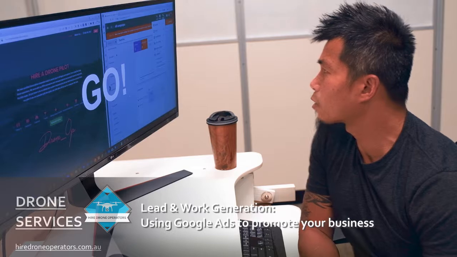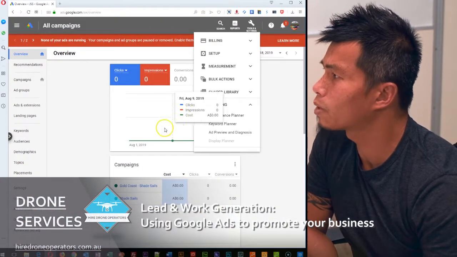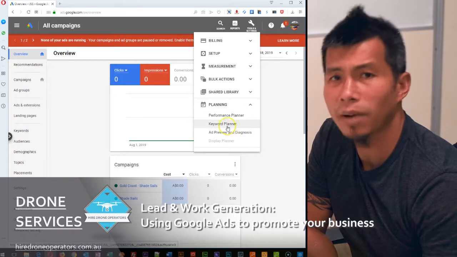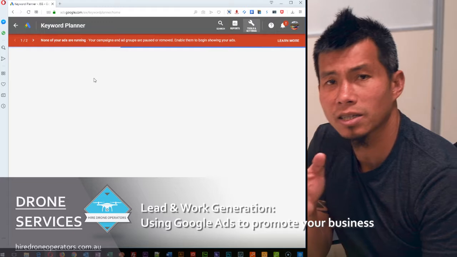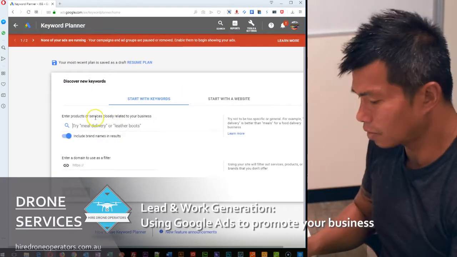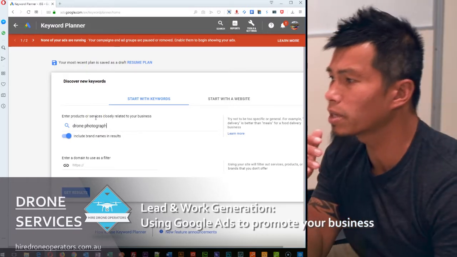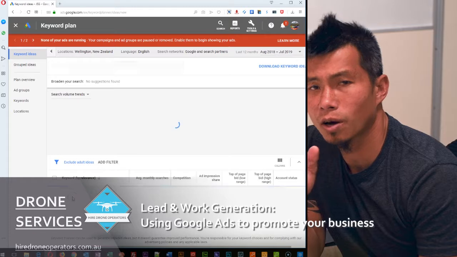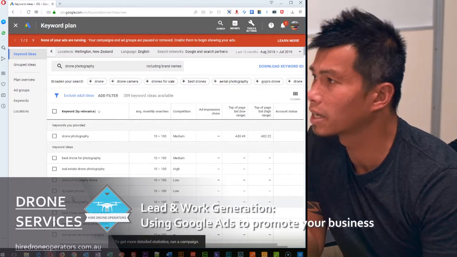So go ahead and create an account. We're going to go to Google AdWords Keyword Planner to get some keyword research happening, giving you an idea of how much it's going to cost you, okay? So we're going to start out by just searching for drone photography. That's the phrase that people are looking for. And when you're starting out, just focusing on photography and video is the best option for you to get some real portfolio work happening, right?